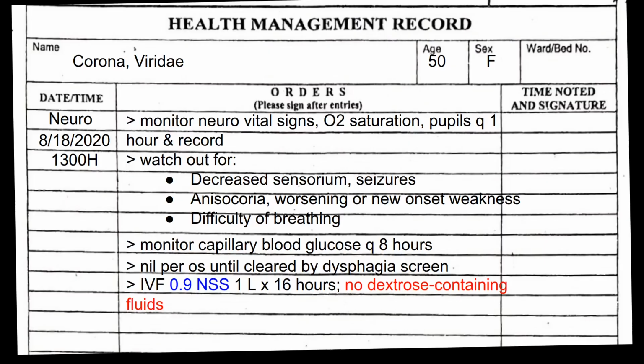So this is the reason why we don't want to add any dextrose containing fluids. We want to have isotonic fluid so that we do not add to the cerebral edema. That's the reason for the 0.9 normal saline solution.